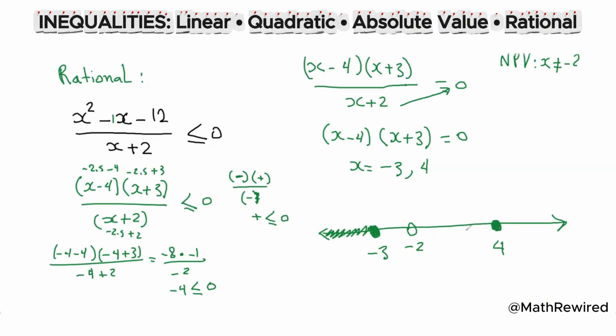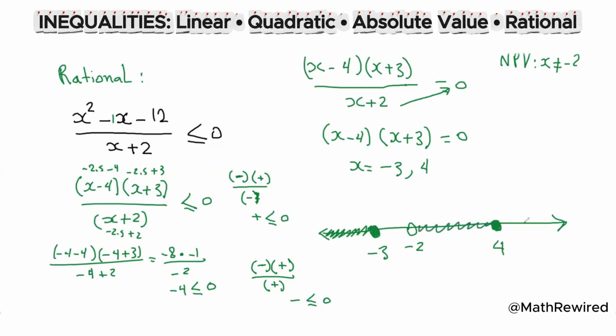So if we sub in 0 here, 0 minus 4 is negative 4, so that's going to be negative. 0 plus 3 is 3, so that's going to be positive. And 0 plus 2 is positive. Now, negative times positive is negative. Negative divided by positive is negative. Is a negative number less than or equal to 0? Definitely. So therefore, this is true, and you shade in this region where 0 is.